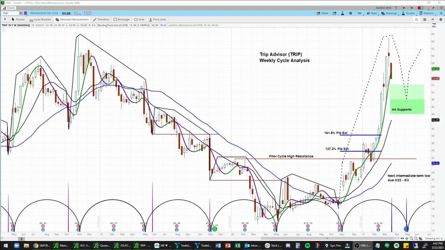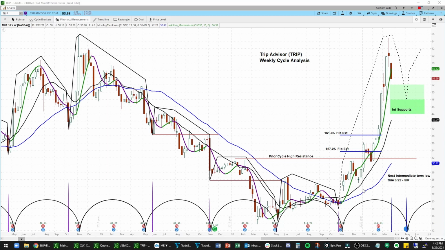So what we're seeing here in TripAdvisor is that we are in this intermediate term rising phase, and you can see the massive move that we've had here. Note that we are very far away from our 34-week moving average, which is this blue line here. This is a 34-week simple moving average, and we are actually as far as we have ever been from this 34-week moving average. Now, what does that indicate? It indicates that the odds favor a little bit of mean reversion here on the downside.